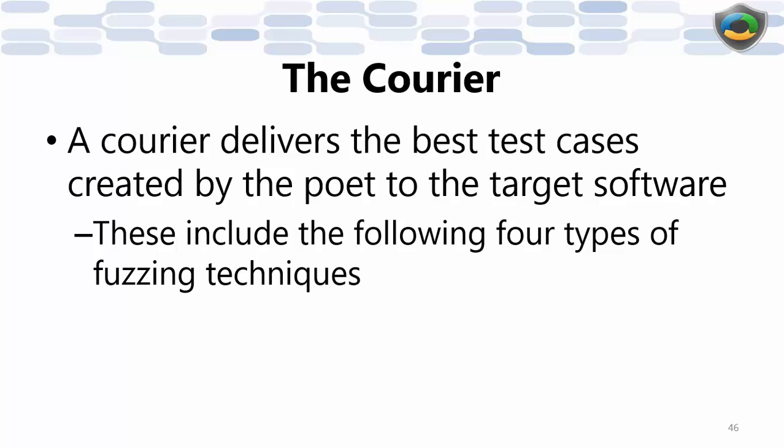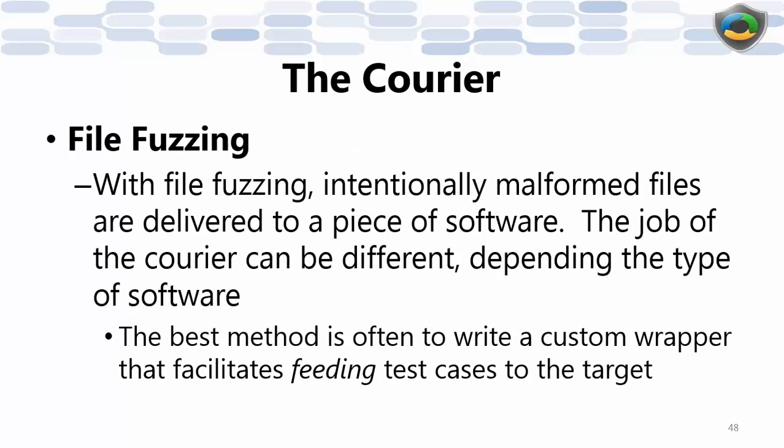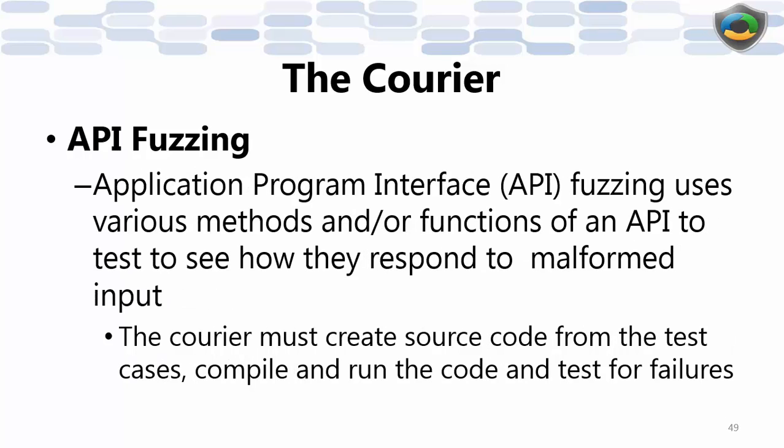Next we have the courier. And as mentioned here, the courier delivers the best test cases created by the poet to the target software. And there's 4 types. There's network protocol fuzzing. As it says here, this code interprets protocol messages because they're a potential attack vector. So fuzzing can be used here to locate known vulnerabilities. There's file fuzzing, all right, where malformed files are delivered to a piece of software. The best method, as it says right there, is to often write your own custom wrappers to facilitate feeding test cases to the target. So this will take some work typically on the developer's part.